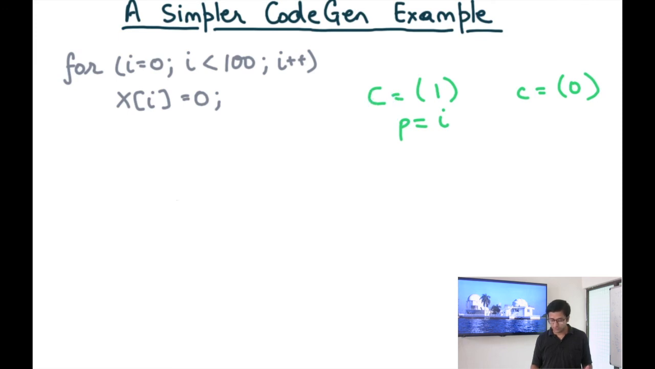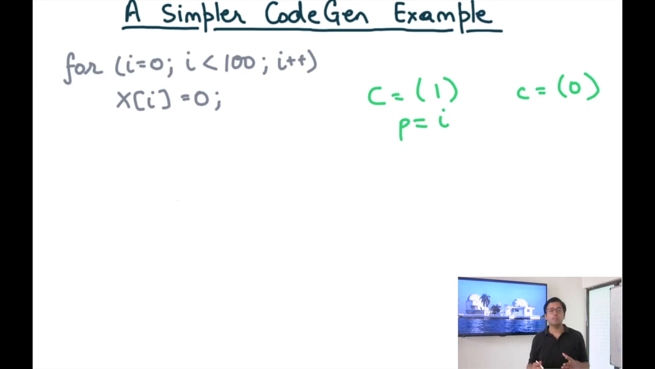capital C, the coefficient matrix, is 1, and small c, the additive vector, is 0. In other words, the processor ID equals the iteration ID. So P equals I. And it's a one-dimensional processor space as well. So it's an identity mapping from each iteration to each processor ID.